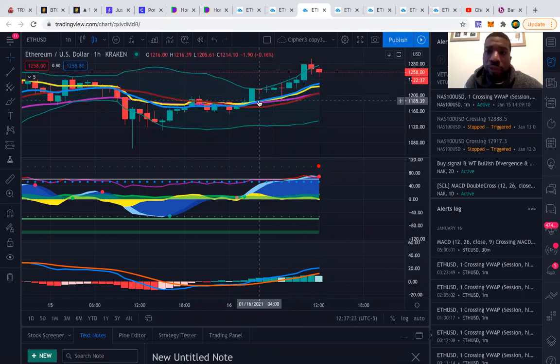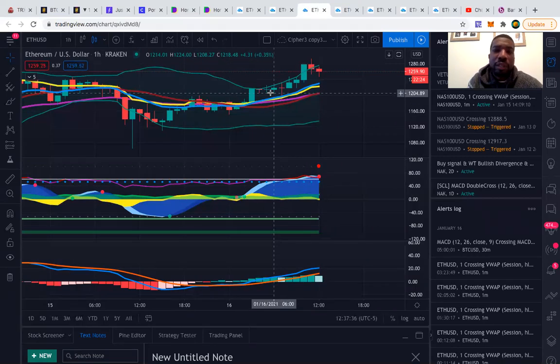We trade Forex, crypto, stocks, futures, binary options, we do it all. We caught this move here on Ethereum, from here to about here. That's a lot of pips in Forex. That's a nice move just having the coin.